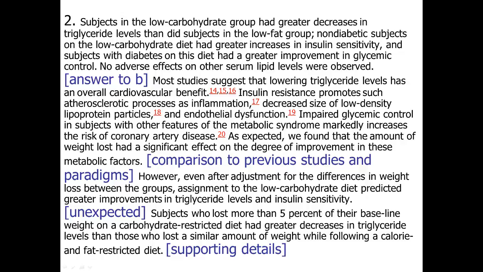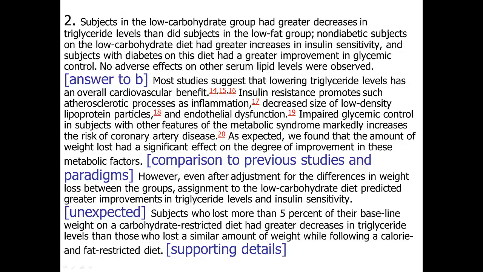Now they're going to put that finding into the context of previous studies. So they go into some previous studies here. They did find something that was actually a little bit unexpected. They thought that the reason the low-carb group did better in terms of these heart parameters was simply because they lost more weight. If you lose weight, your heart health improves. However, even if they adjusted for the weight loss, it still seemed like there was something better about the low-carb diet. So they had kind of an unexpected result, and they gave some supporting details of that. So they're putting everything in the context of previous studies, saying what was a little bit surprising.